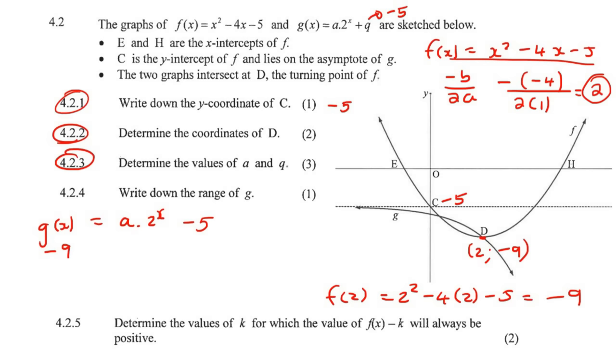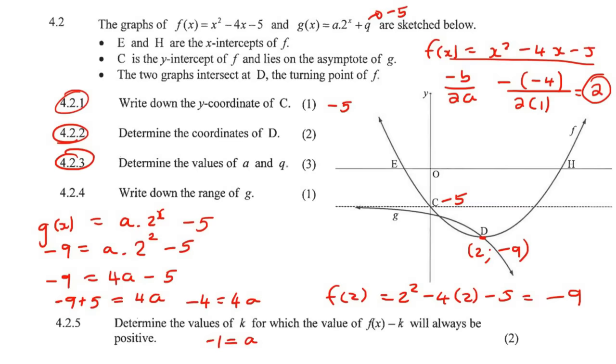Now, there are so many learners that combine these two numbers together. But you cannot do that because of this a. This a is only together with that. I've seen this mistake so many times. So 2 to the power of 2 is 4, so we could say 4a minus 5. This minus 5 cannot be combined with a, not at all. So we're going to carry this minus 5 over, and you're going to end up with minus 9 plus 5 equals 4a, and then minus 9 plus 5 is negative 4. You divide both sides by 4, and a would be negative 1. So a is negative 1.